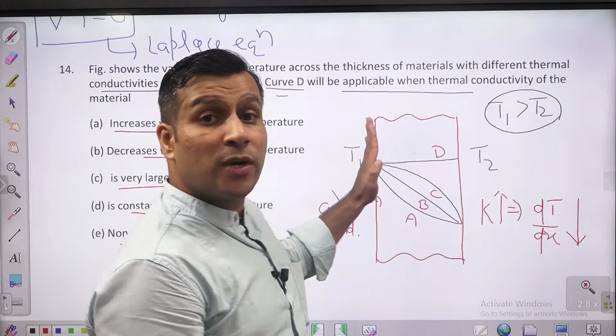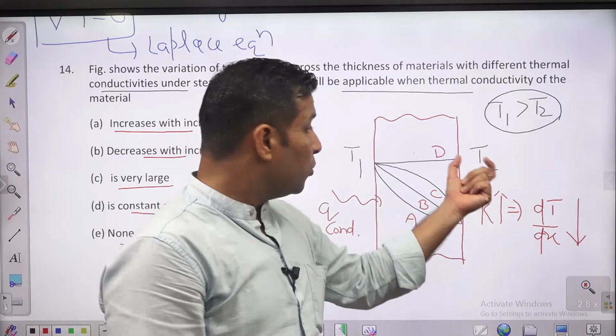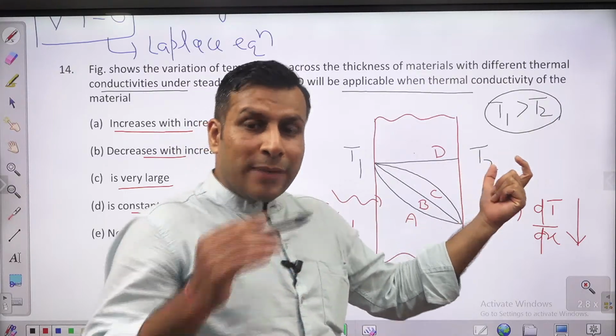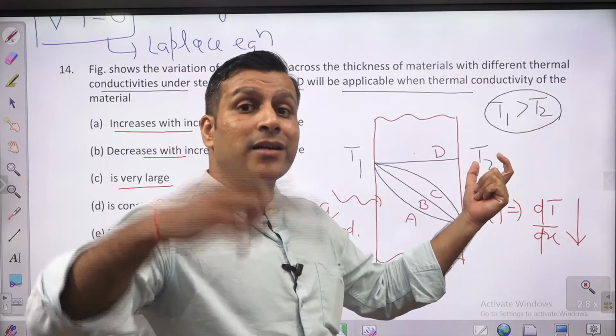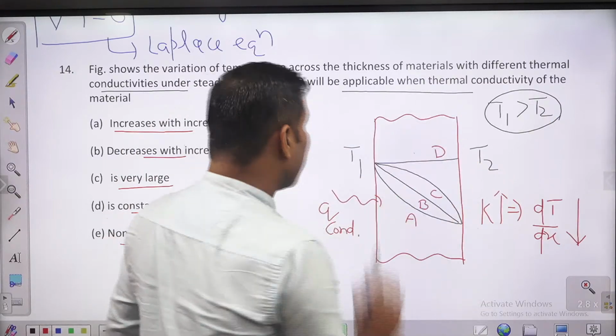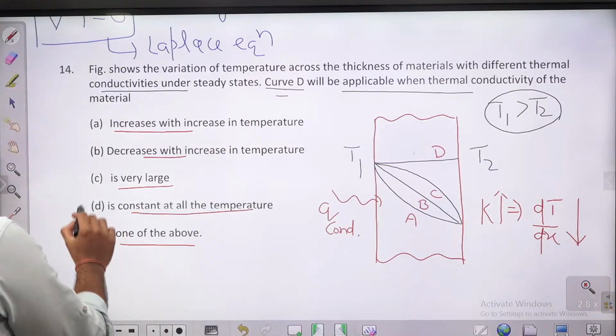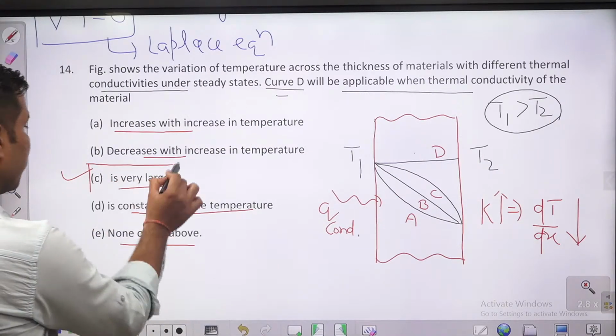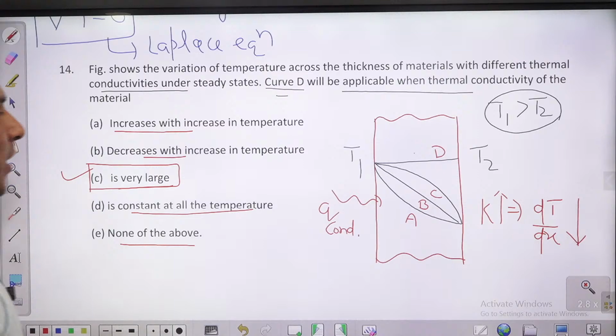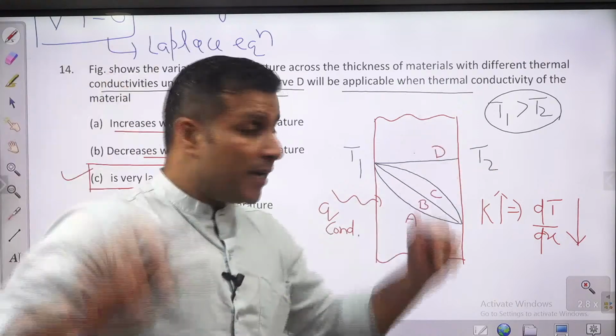It means that whatever temperature you have here, the same is penetrated to this particular surface. So the temperature penetration is much faster, meaning the conductivity is very high. So this curve D belongs to a material which is having very, very high thermal conductivity. So C will be the answer, children. D is for a material having very, very high conductivity.